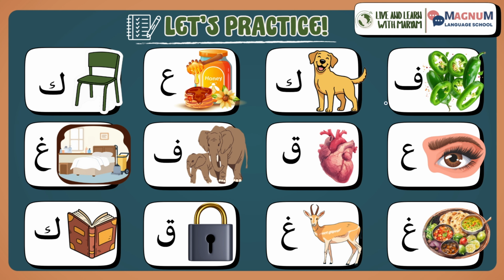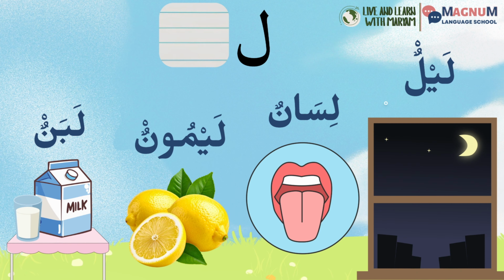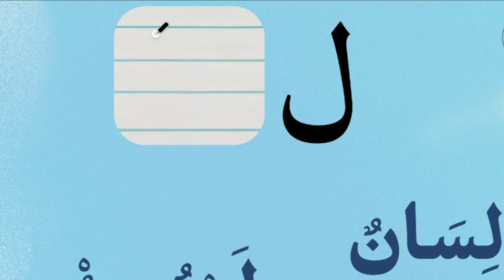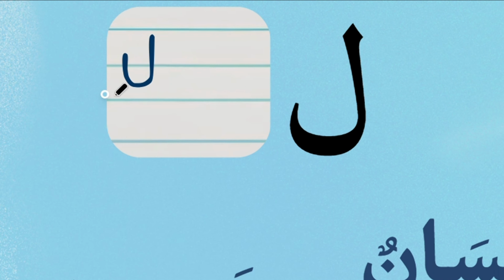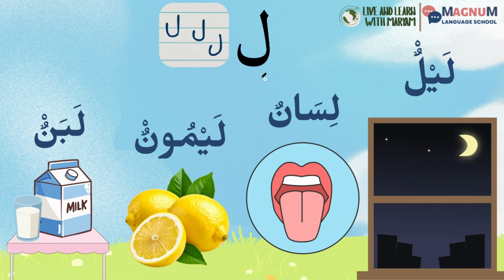Okay, the next letter is Laam. This is Laam. How to write Laam? Like this. Very simple. Okay. This is Laam. Laam for Laylun. Laylun means night.